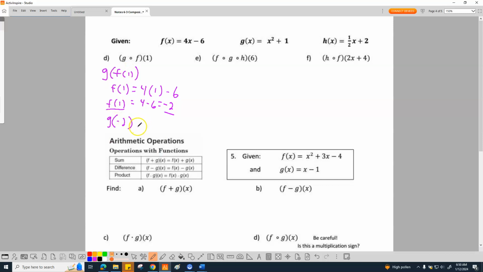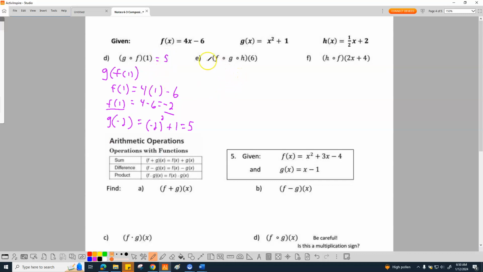And now I'm solving g of negative 2. And then how do I do that? There's my g equation right there. I'm going to plug in my negative 2. I'm going to square it plus 1. And that comes out to, what is that? Negative 2 squared is 4, plus 1 is positive 5. And then that's your answer. So you can rewrite the entire thing. This thing is equal to 5.